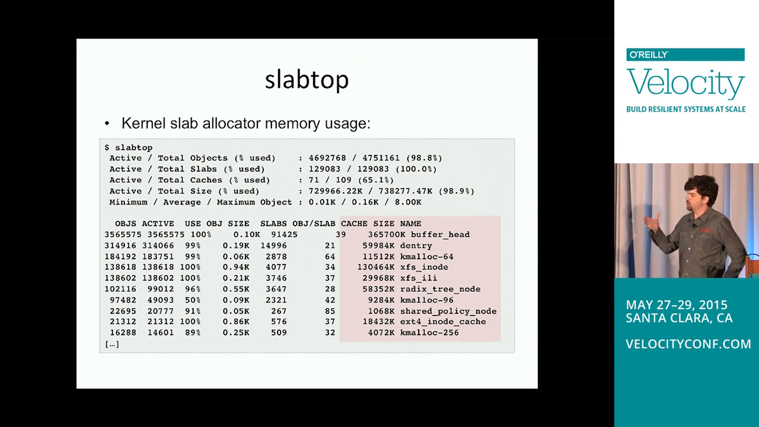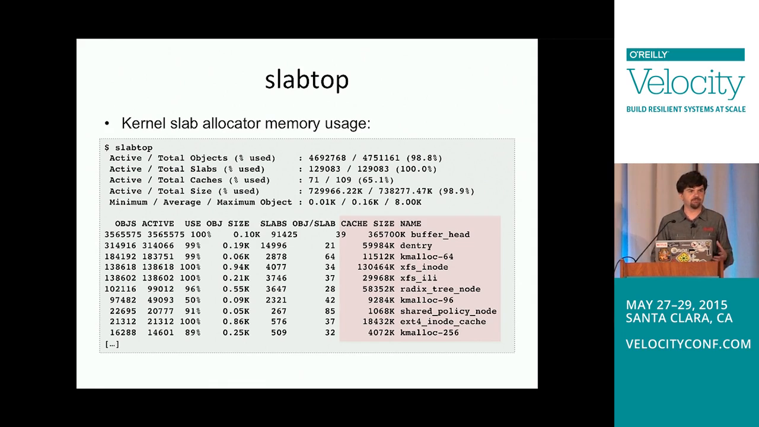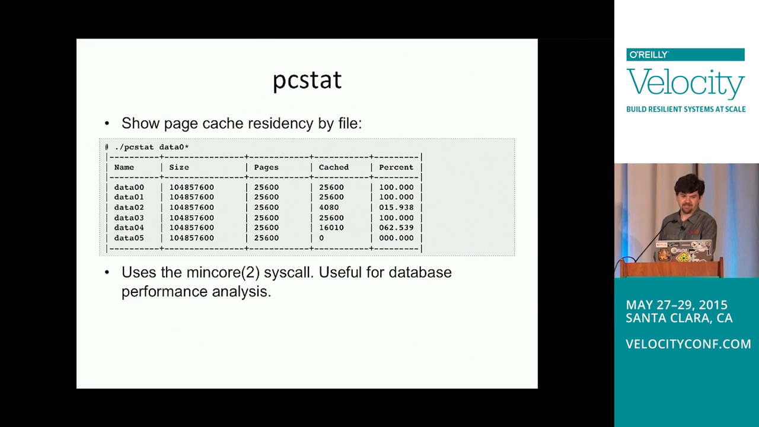slabtop is great if you had a memory issue where memory usage is growing and you find out it's in the kernel. The kernel slab allocator is one of many allocators in the kernel, but it's one that's used quite heavily, and understanding what it's doing can often help you understand memory leaks or usage. So there is slabtop. You can also cat the slab information out of /proc.